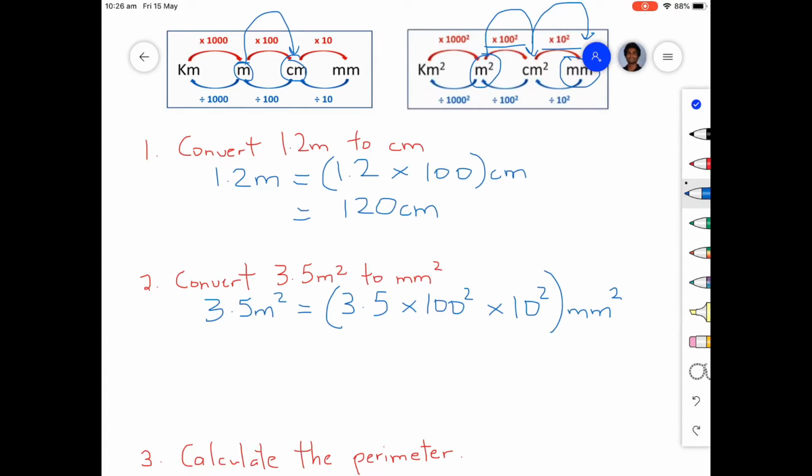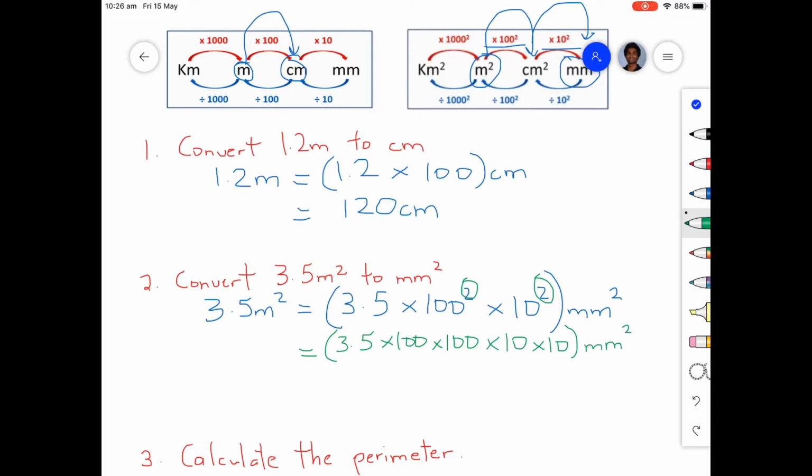Now looking at these numbers, 100 squared, what does that actually mean? Well, that means 100 times 100 again. And very similar, 10 squared just means 10 times 10. So you don't have to write this step down, but it is a useful step to make sure you don't get it wrong. We can rewrite it as 3.5 times 100 times 100, because squared means that we have two hundreds, and then times 10 times 10. And then on the outside, of course, we have our millimeters squared.